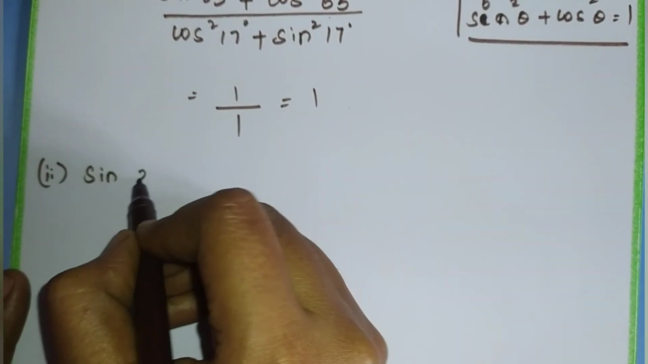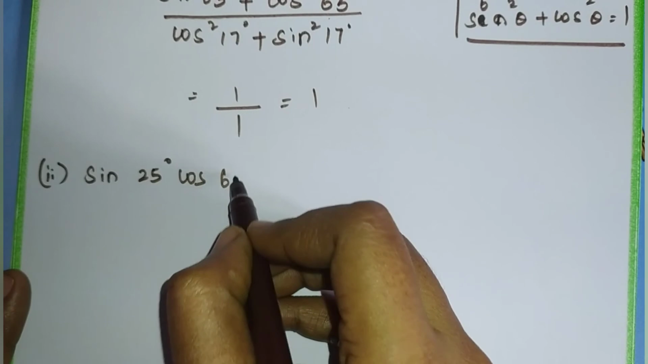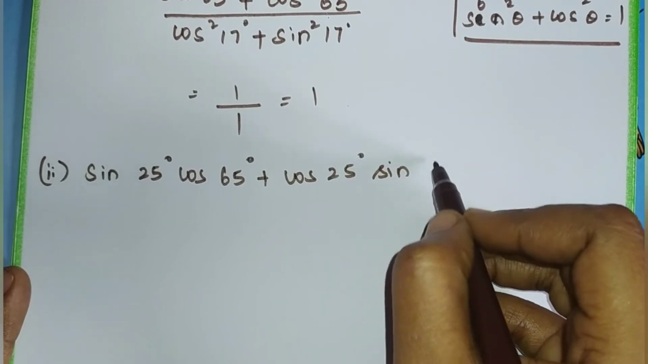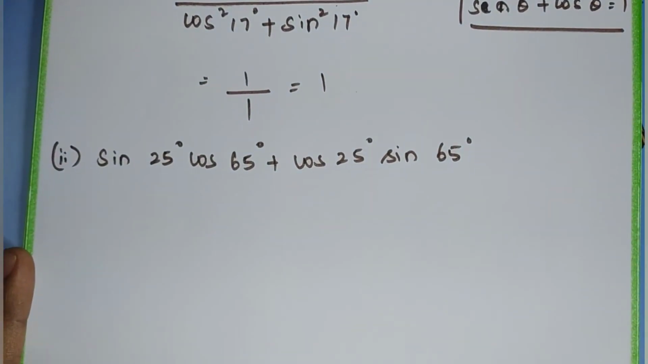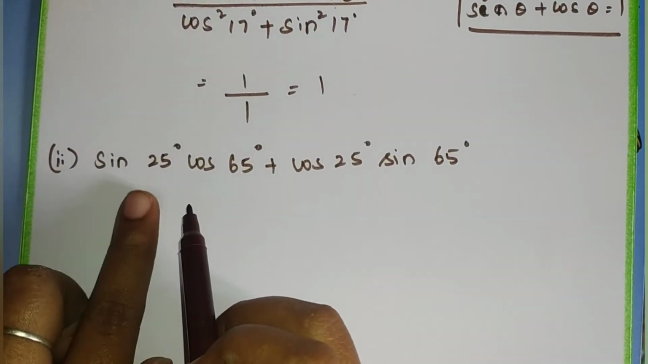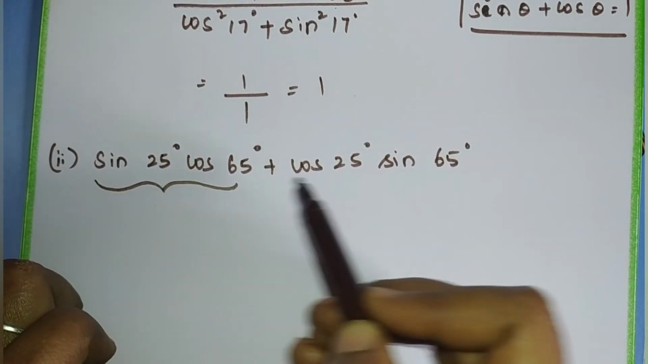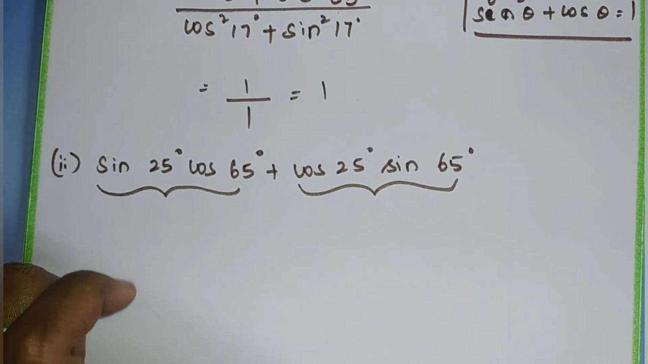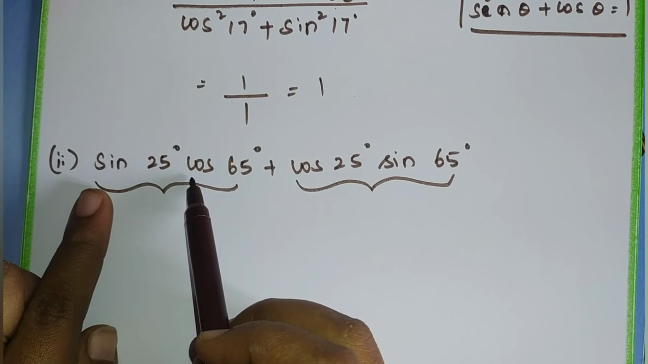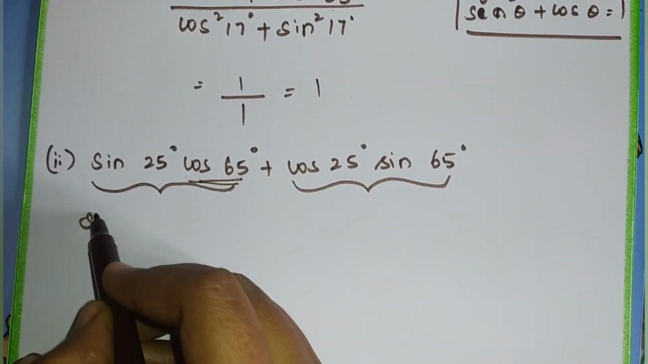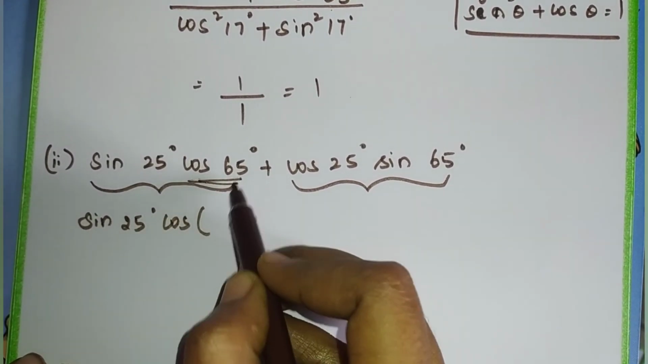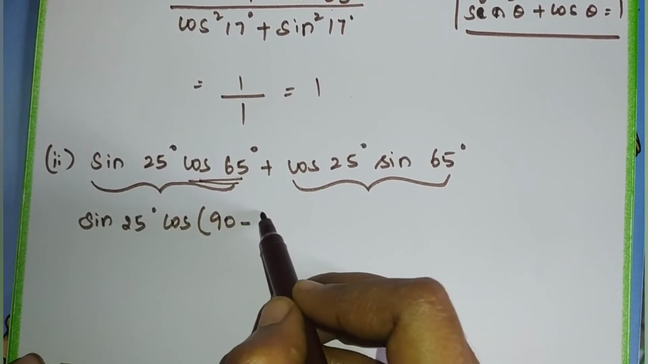Next, in the second subdivision problem, the question is sine 25 degree cos 65 degree plus cos 25 degree sine 65 degree. So here we have sine cos plus cos sine. I'm going to simplify this term first, and this term next. Sine 25 degree, keep it as it is. I'm going to change cos alone. To change, keep sine 25 as it is, and this 65 you have to write as 90 minus 25.